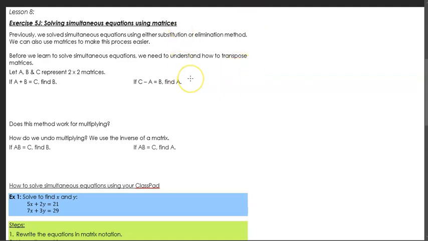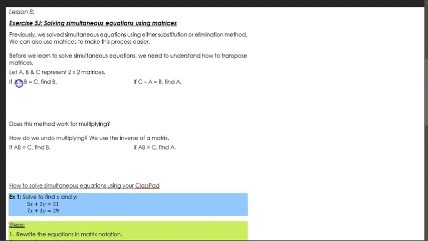So before we learn to solve simultaneous equations, we need to understand how to transpose matrices. So let's pretend that A, B, and C represent a 2x2 matrix. If we get matrix A and we add matrix B, we get matrix C. That's pretty simple. We can just add the two matrices by getting each element and adding accordingly. But in this case, how do we find B? And this is going back to our algebraic manipulation days. If we want to get B by itself, we have to take away or eliminate anything that's around it. In this case, we have a plus A that's with it. So I'm going to minus A from it.